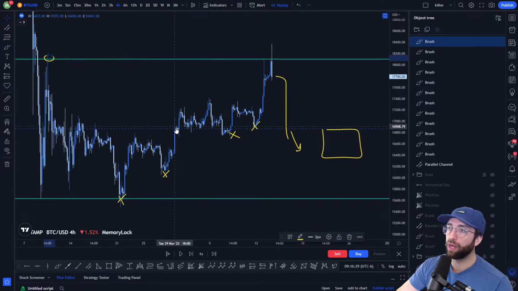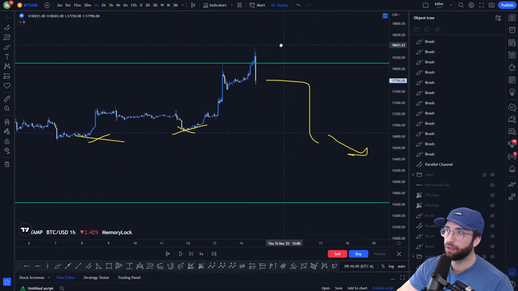Okay, and why is that? Well, we can check the boxes. We took out the high here. We're at range highs, which is resistance. We had 1, 2, 3 attempts at the highs. All 3 failed to close above. Okay, cool. And this is on a 4-hour time frame.